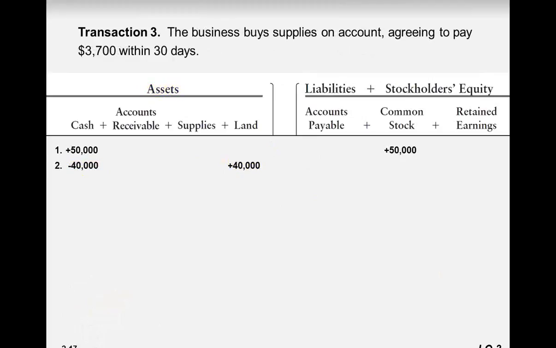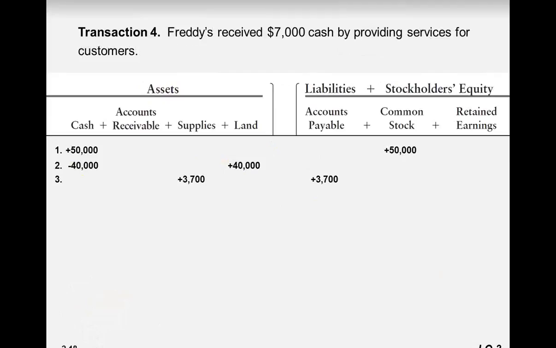Next transaction, we buy supplies on account, agreeing to pay $3,700 within 30 days. So when I buy on account, that will be accounts payable. One way to think about it is I bought supplies, those are an asset, so I owe for something, and it has to be a liability account. So in this case, we are going to record $3,700 increase in supplies and $3,700 increase in what I owe on the liabilities.